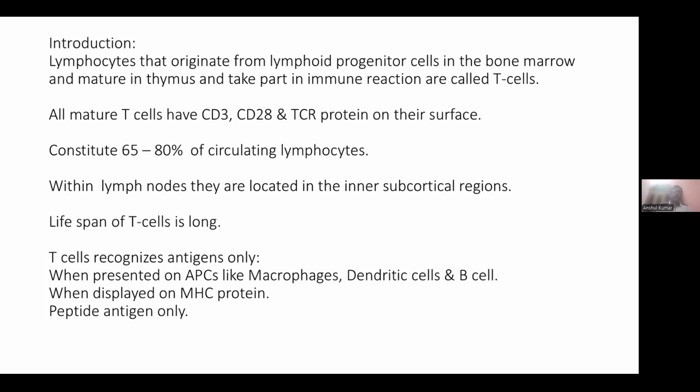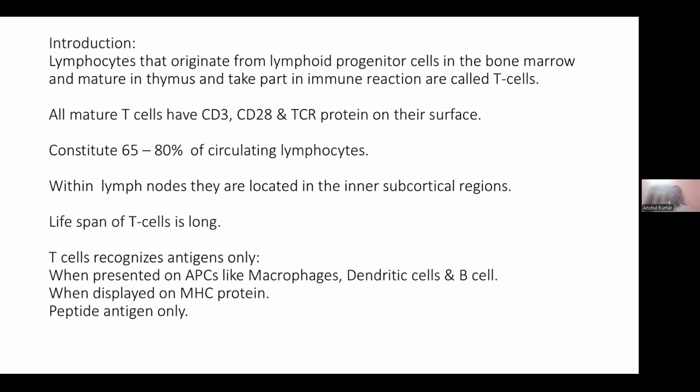As I have already told you, lymphocytes are basically the cells which originate from the lymphoid progenitor cells in the bone marrow. Progenitor cells are the precursor cells. It is a type of hematopoiesis, also called leukopoiesis, through which these white blood cells are formed, and it is from the lymphoid origin. And after formation, they migrate to the thymus.